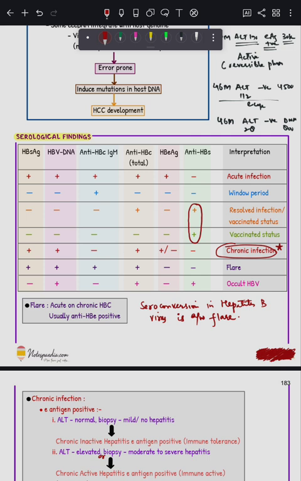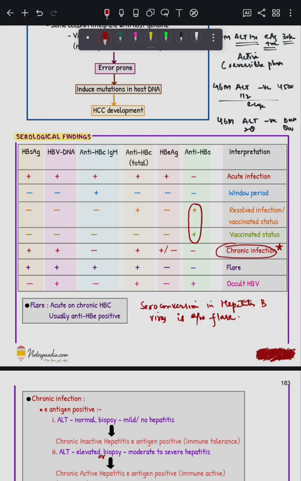Anti-HBc IgM means recent infection, acute or flare. So acute infection or flare is based on anti-HBc IgM, whereas anti-HBc total means past or current infection, and HBeAg means infectivity marker. Anti-HBe indicates seroconversion or recovery, for example in immune control phase, and anti-HBs means protective antibody, which means immune or vaccinated.